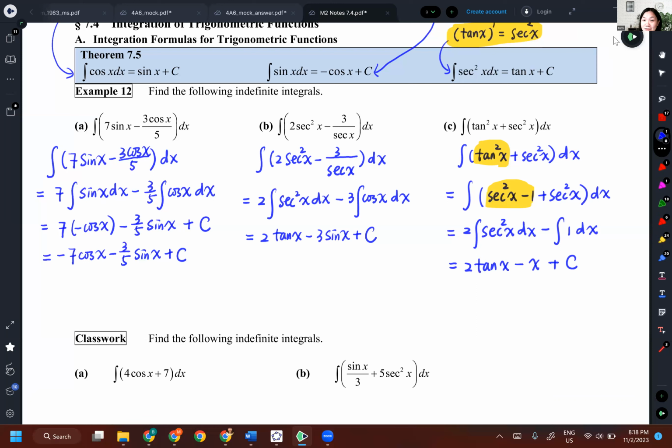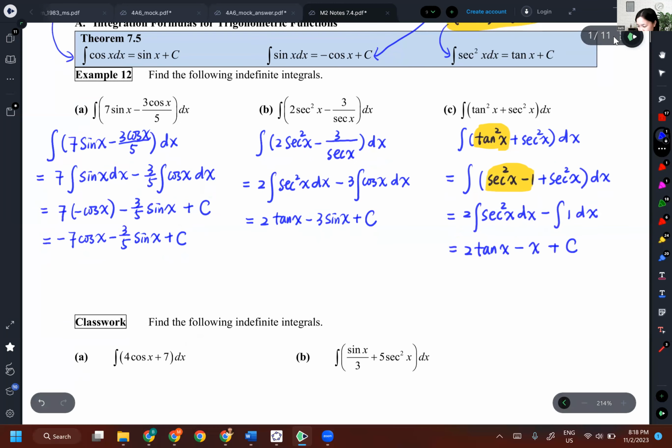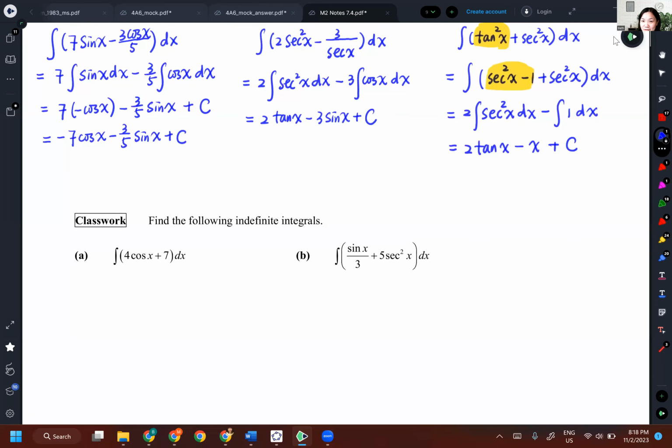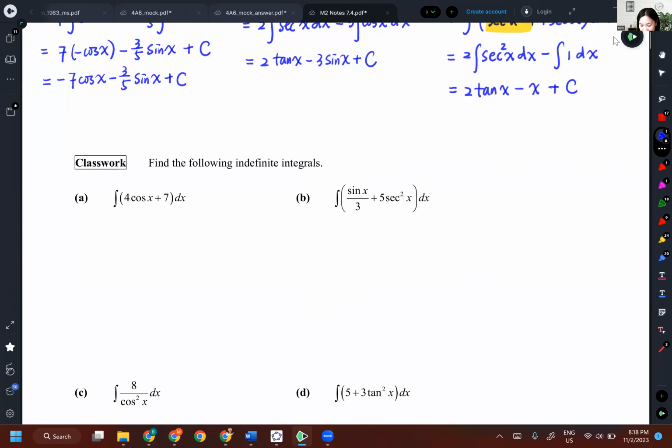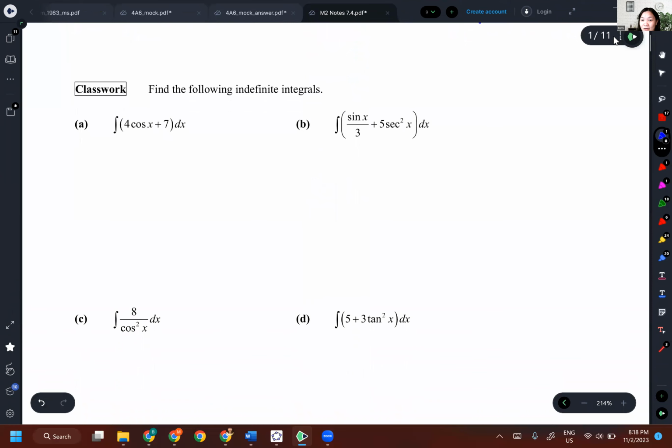Now you can do the classwork. I don't know how I can check it very efficiently, but you will just tell me. You just raise your hand, show me by raising your hands. And maybe I will ask some of you to tell the whole class the answer.